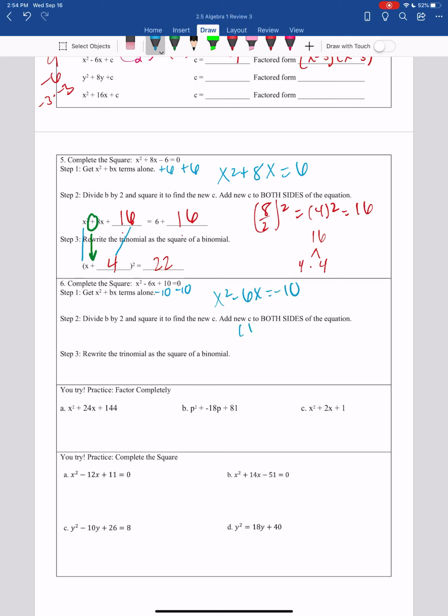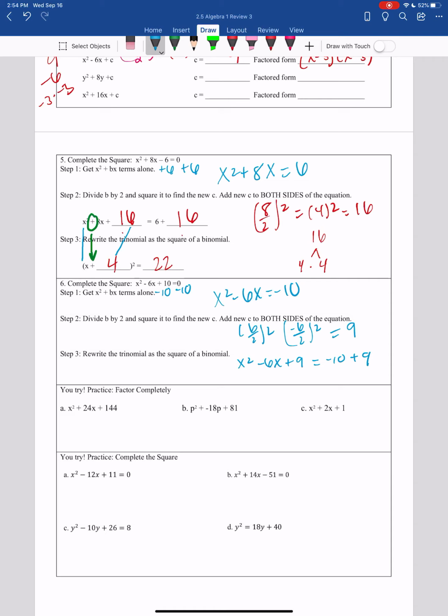You break up that b by dividing by 2 and squaring it. So negative 6 divided by 2, squared. Anytime you do the b over 2 squared, it's going to give you a positive value, because you're dividing the negative value by 2 and you're squaring it, and anytime you square a negative number, it's always going to become positive. So that gives me 9. So I'd have x squared minus 6x plus 9 equals negative 10 plus 9.